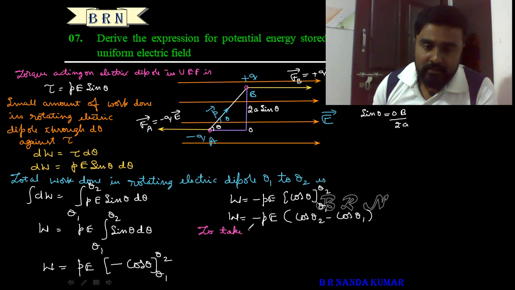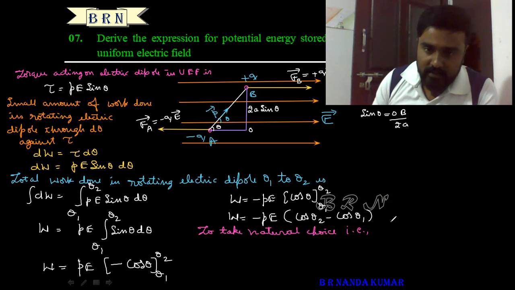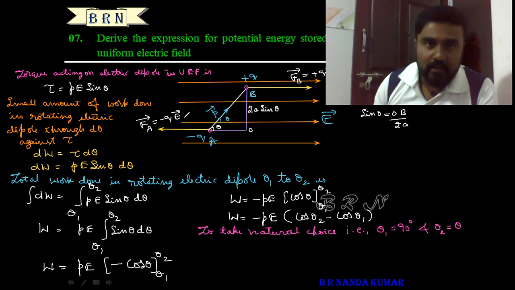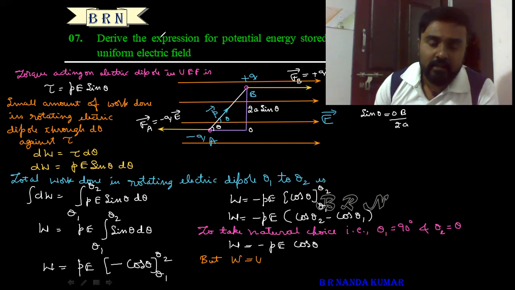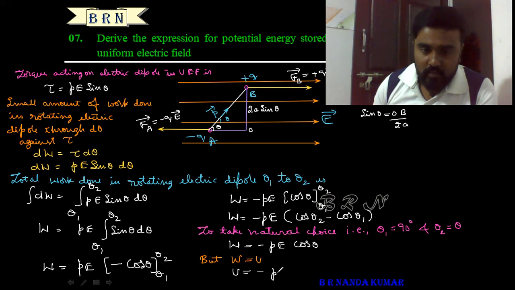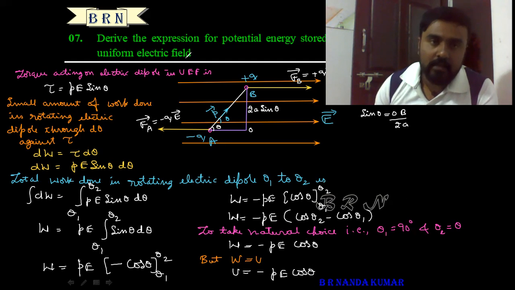Now what should we do is take the natural choice. The natural choice is theta 1 is equal to 90 degrees and theta 2 is equal to theta, right? Now the equation becomes W is equal to minus PE, cos theta minus cos 90, which is 0. And this total work done is stored as potential energy. So U is equal to minus PE cos theta.